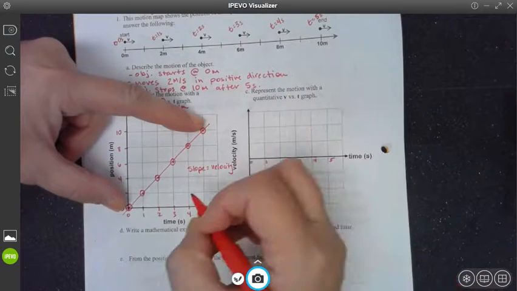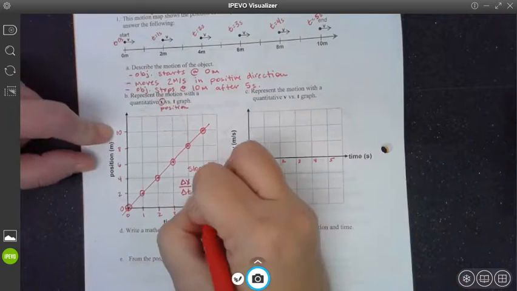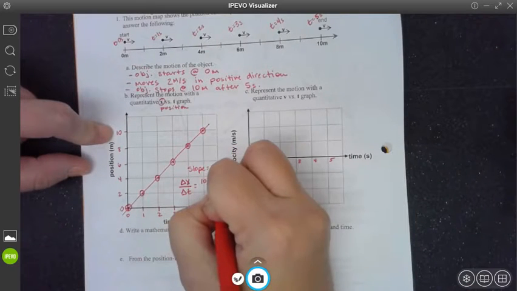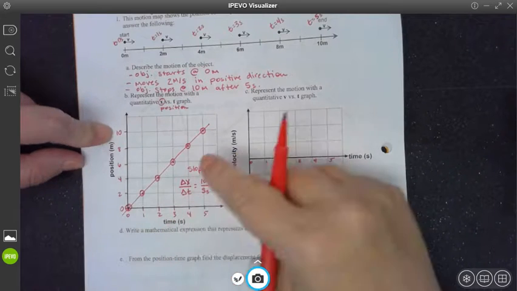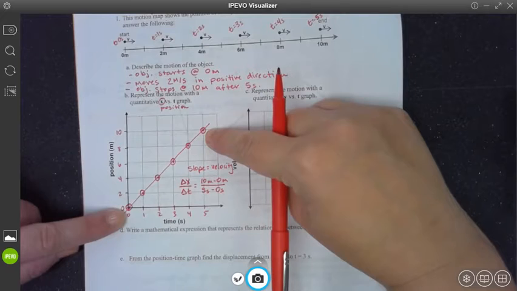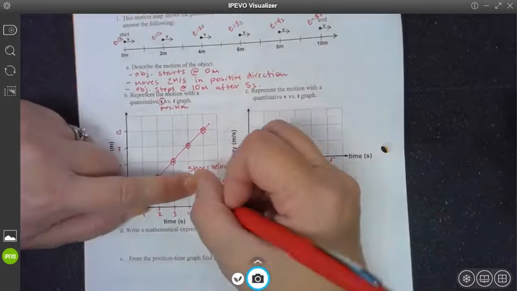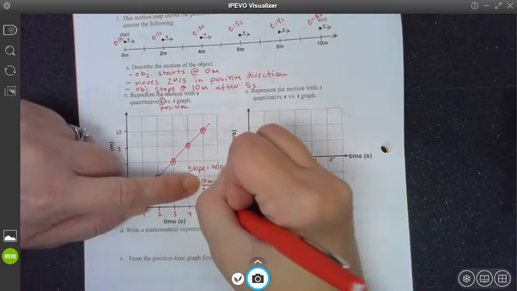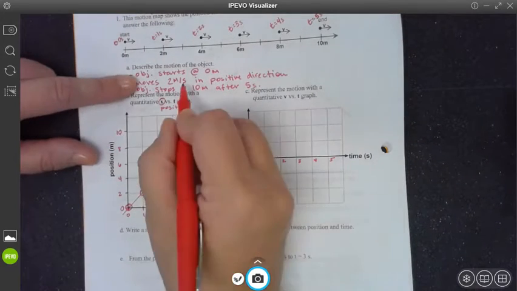If I just look at my first and last data, I'm going to say my change in position divided by my change in time is going to be equal to 10 meters minus 0 meters divided by 5 seconds minus 0 seconds. And I've just taken these two data points here. That's telling me that my velocity is 2 meters per second, which matches what we said up here, 2 meters per second.